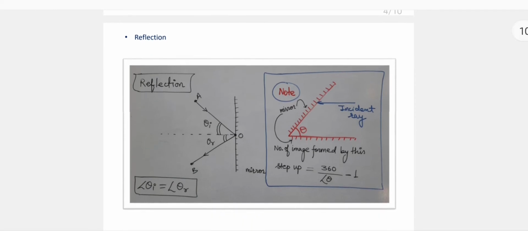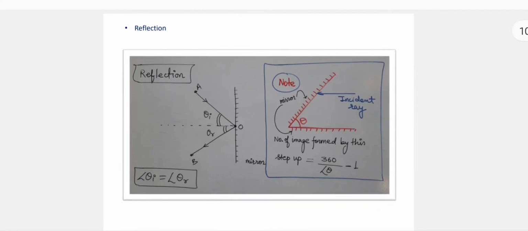Okay, so the first point is reflection. As we all know, if there is a mirror and one ray is along the AO line, and it is reflecting along the OB line, such that the angle of incidence is equal to the angle of reflection, this is the law of reflection.